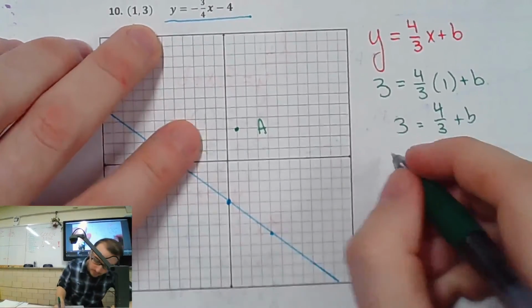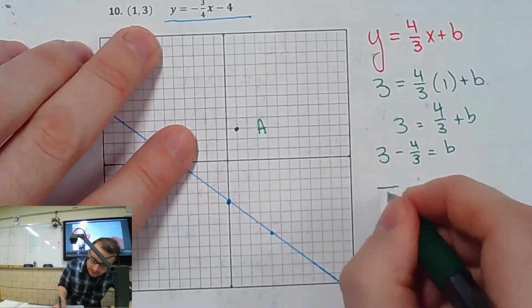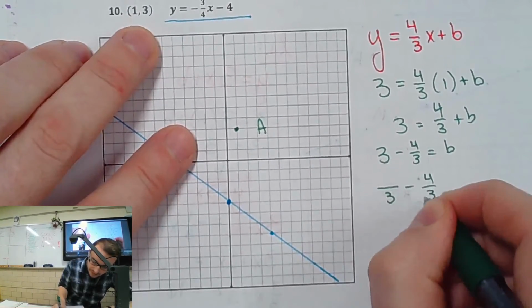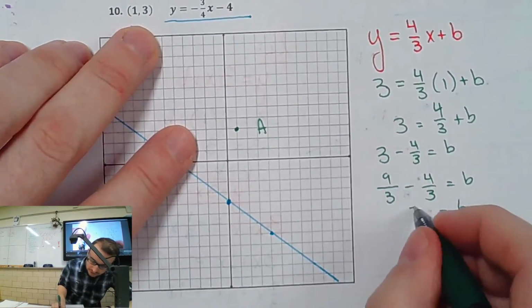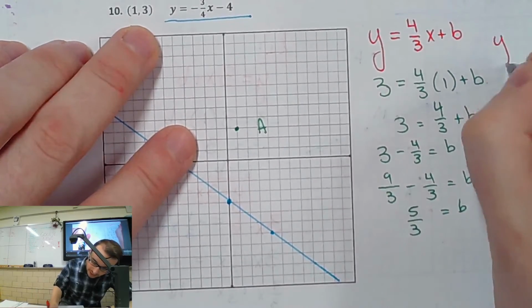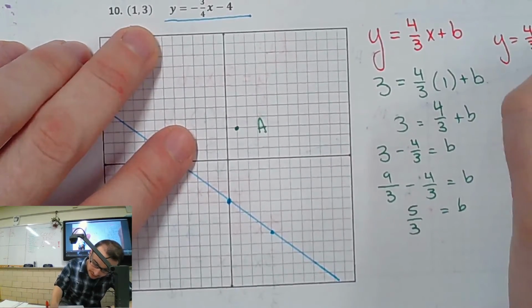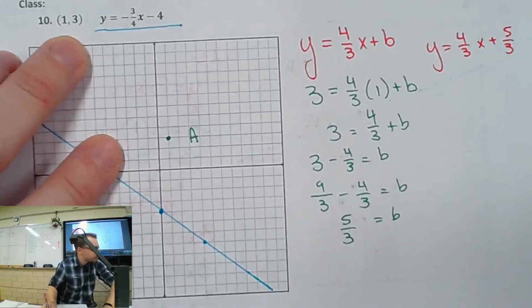I'm going to subtract 4 thirds. 3 minus 4 thirds equals B. I need common denominators. How many thirds are in the number 3? 9. 9 thirds. So B is going to be 9 minus 4, which is 5 thirds. Which means our perpendicular line is Y equals 4 thirds X plus 5 thirds. There's the perpendicular.